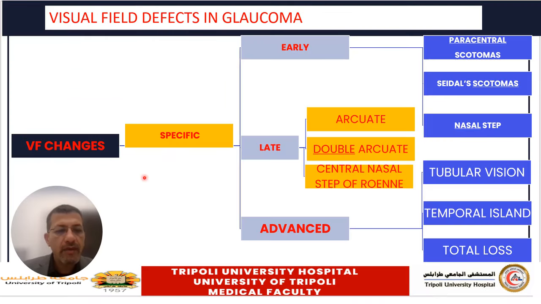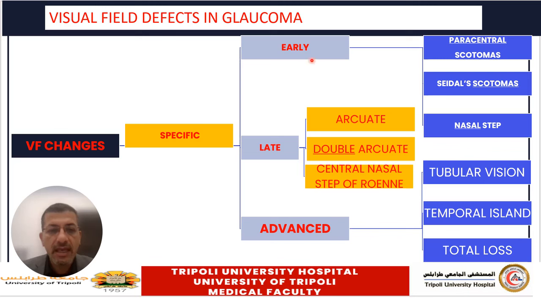When we speak about the visual field, it is mandatory to say a few words about the different types of defects that happen in glaucoma. Glaucomatous visual field changes are classified into specific changes and non-specific changes. Specific changes are peculiar to glaucoma, and non-specific changes can happen in glaucoma and in other diseases.